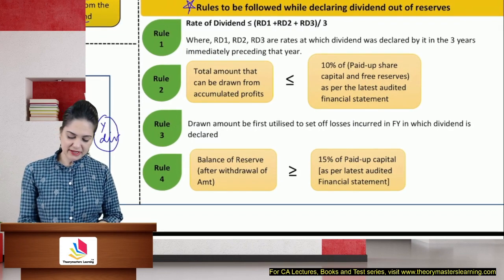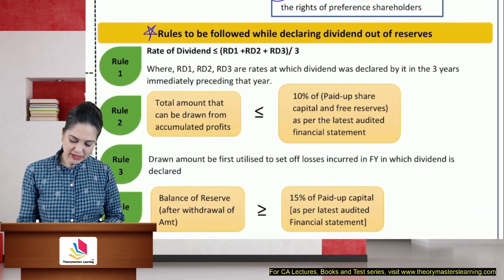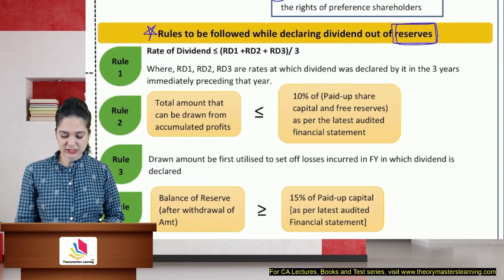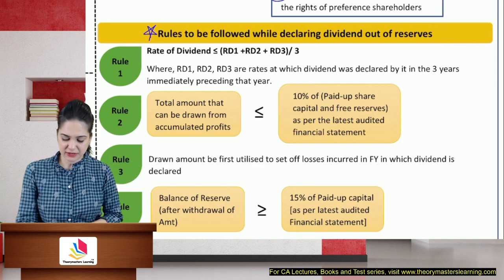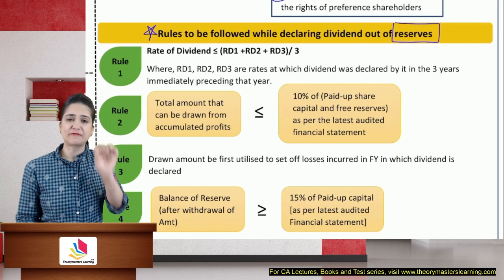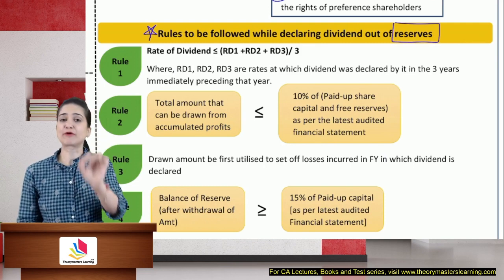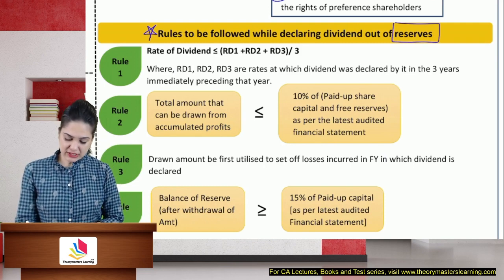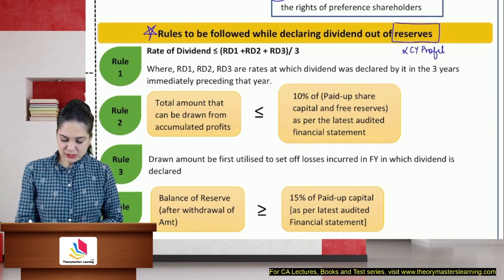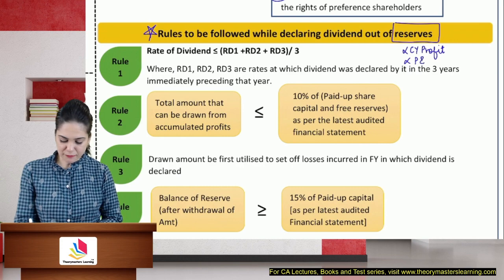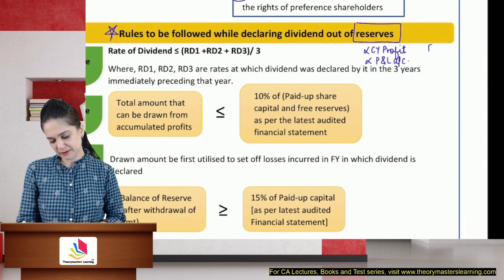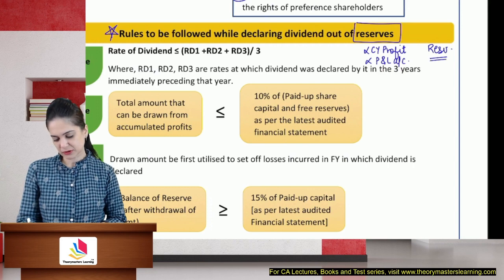Rules to be followed for declaring dividend out of reserves. Please note that these rules are to be followed only in case the dividend is declared out of reserves. These rules are not to be followed in case we are declaring dividend from the current profits of the company or past profits which are credited in the profit and loss account. So this is not to be followed if you are using the current year's profit. It is not to be followed in case you are using the profit and loss account. You will follow these rules only when you use reserves.